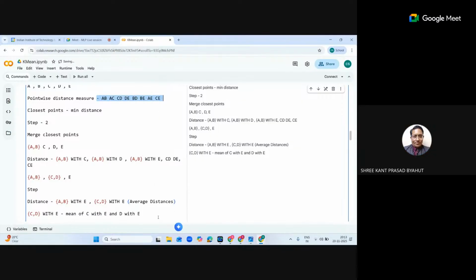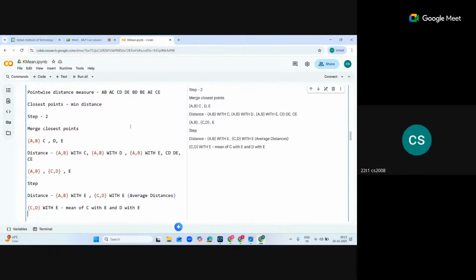Okay, so this can be one end-term question. Suppose I ask you how many times do we have distance computation? So only once, because we are computing distance only once. Then we are just averaging, right? So only one computation of distance is happening in the first step. Okay, so this is done. We have done this merging.